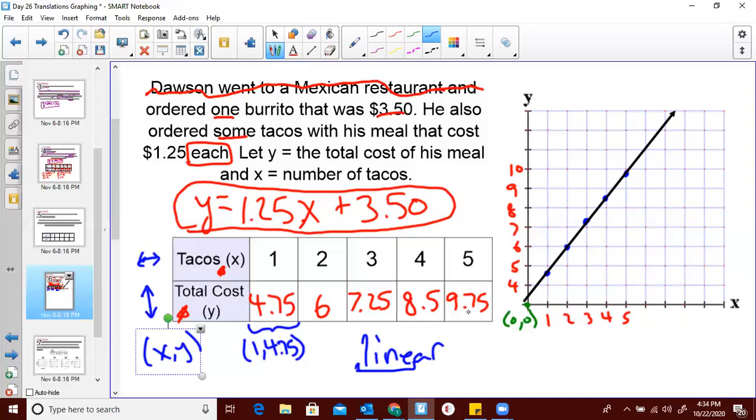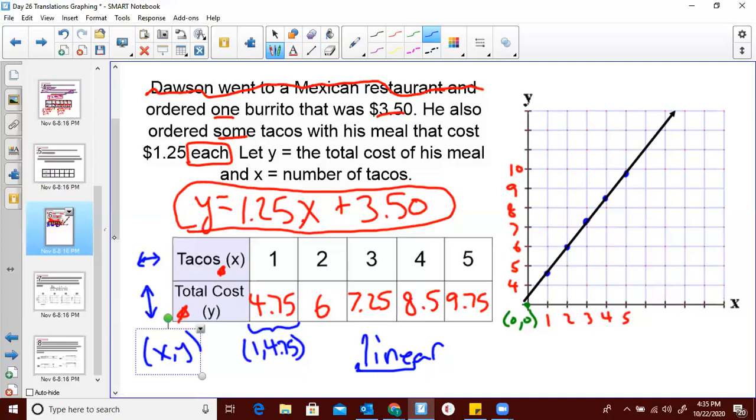Let's say on accident, I misgraphed this point and it ended up being like 9.75 and 5 or whatever. And I had a point way out here. Notice I can't graph one line with these points. So that would mean that you would want to recheck your work.